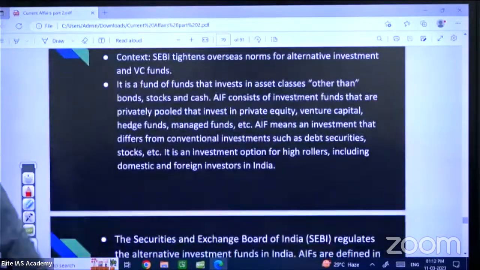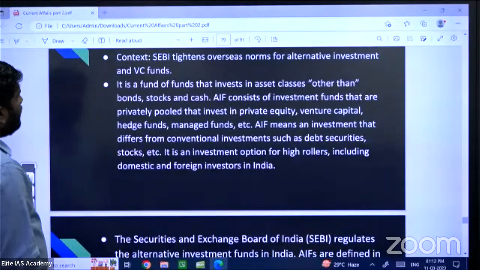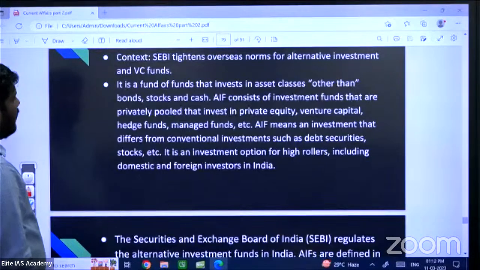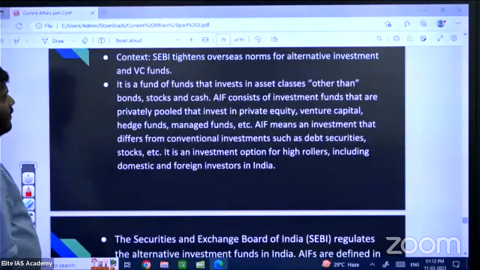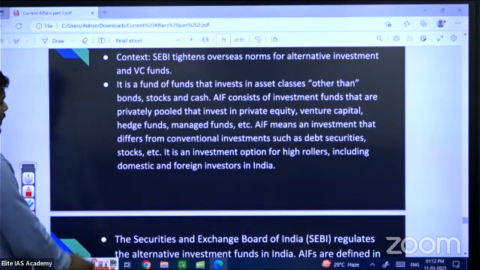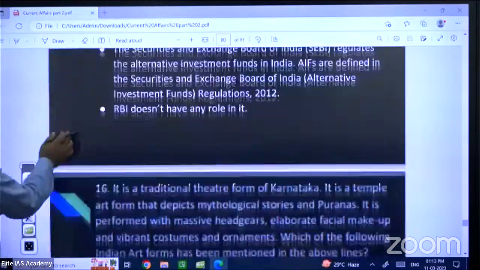SEBI oversees norms for alternative investment and VC funds. It is a fund of funds that invests in assets other than bonds, stocks and cash, which I have already explained. AIF consists of privately pooled investment funds that invest in private equity, venture capital, managed funds, etc. Moving on to the next topic.